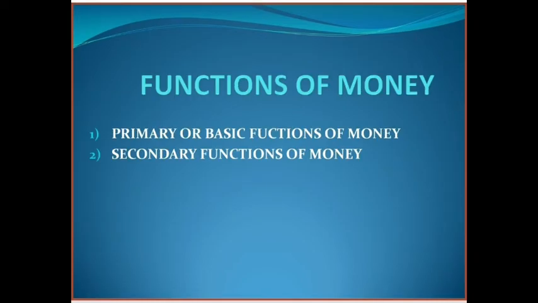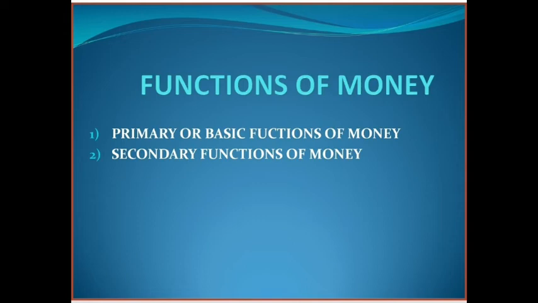Children, now you are going to learn about the functions of money. As we discussed earlier, there are 4 problems or limitations for barter system. So money performs 4 specific functions, each of which overcomes one of the difficulties of barter system. So there are 4 functions of money correspondingly. We can divide the functions of money into 2: primary or basic functions of money, and secondary functions of money.